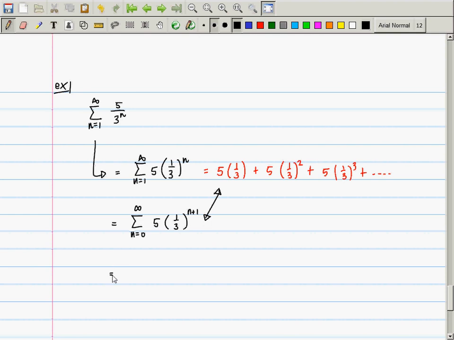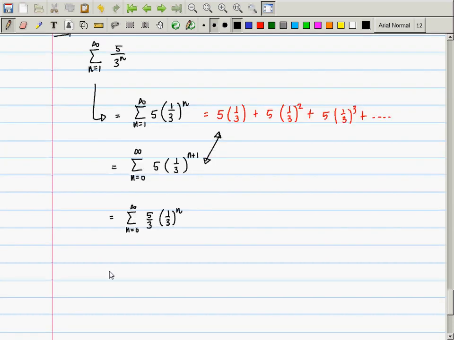Okay. So then this will be the sum from N is 0 to infinity of 5 over 3 multiplied by 1 over 3 to the N after factoring the exponents. And now this is a geometric series that is indexed at 0, which is the normal way. So then now you can just use the formula. This is equal to 5/3 a over 1 minus 1/3. Okay, so any question about this?